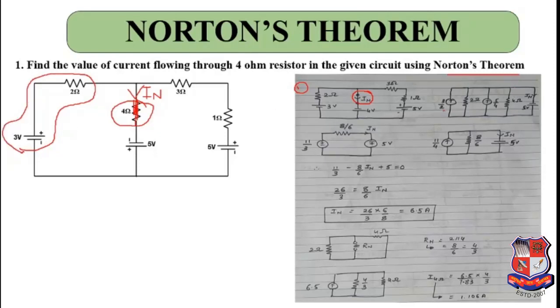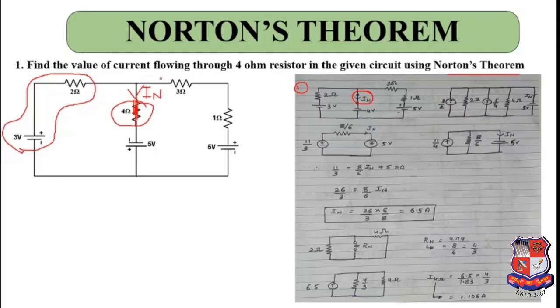So this voltage source in series with resistance can be shortened. Okay, you can do a source transformation. So 3 by 2 will come in parallel with 2 ohms. It is nothing but V by R. So I is equal to V by R will give you 3 by 2. So this will become a 3 by 2 ampere current source, and that will be in parallel with 2 ohms.